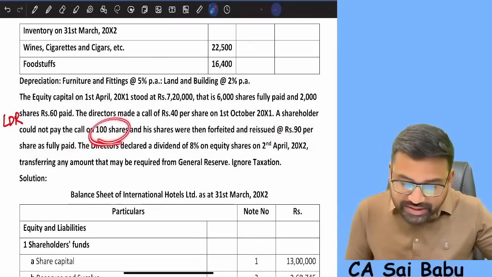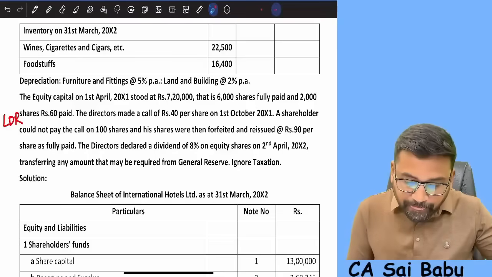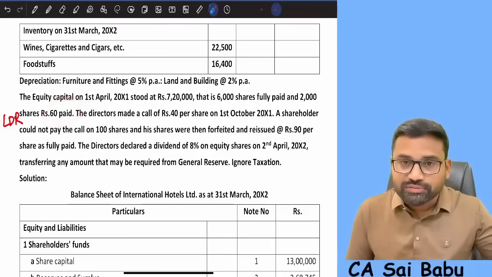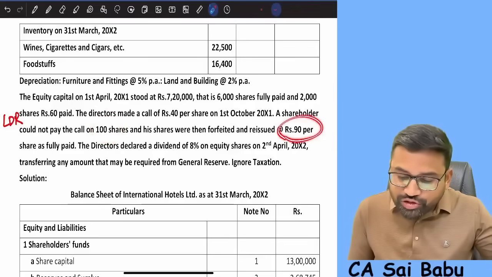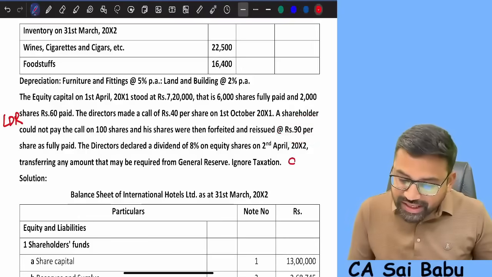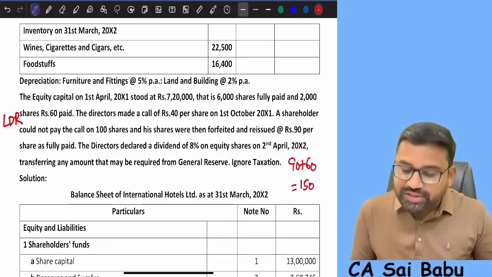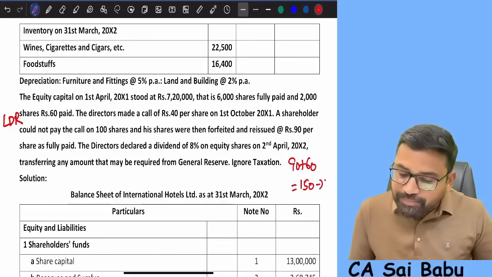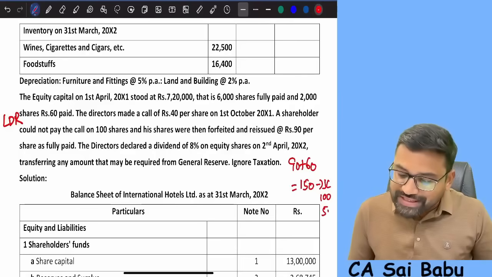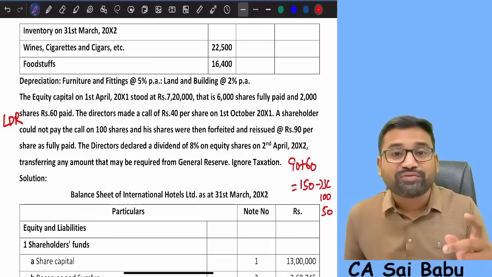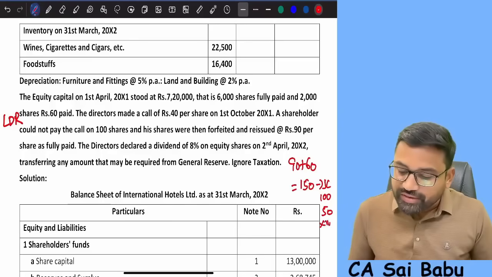Already on 100 shares, how much did we receive, sir? 60 rupees already received. 40 rupees not received. And they have reissued. The reissue price is 90. That means this 90 plus already 60, total 150 rupees we got. But to the share capital, obviously only the face value will be transferred. Therefore, the extra 50 rupees we received in respect of the forfeited shares, 50 into 100, 5,000, will be transferred to the capital reserve account.